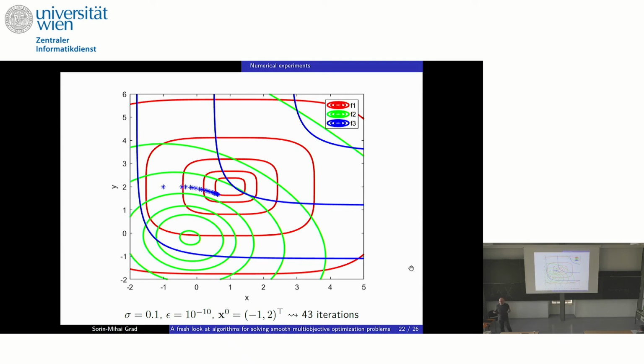By improving the accuracy, the trajectory, if you accept this term, of the sequence is the same. And for even better accuracy, the trajectory is the same, but of course, the number of iterations increases.